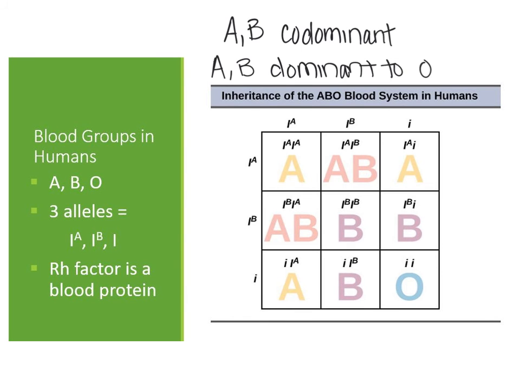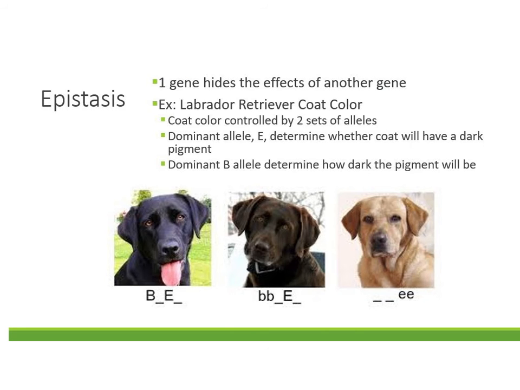All right, and then the last thing I want to talk about today is something called epistasis. So epistasis is when one gene hides the effects of another gene. So make sure you get this first bullet point. Okay, so epistasis means one gene hides the effects of another gene. And so Labrador retrievers and their coat color is a really great example of this. So then also get the example down.